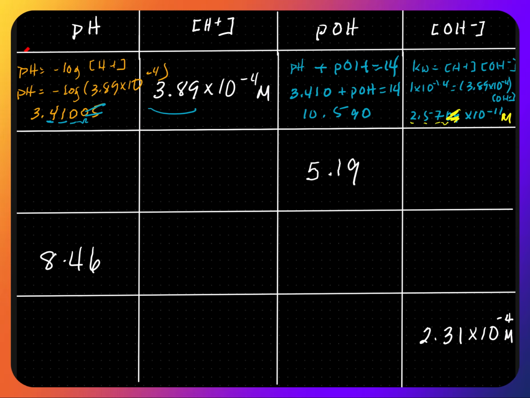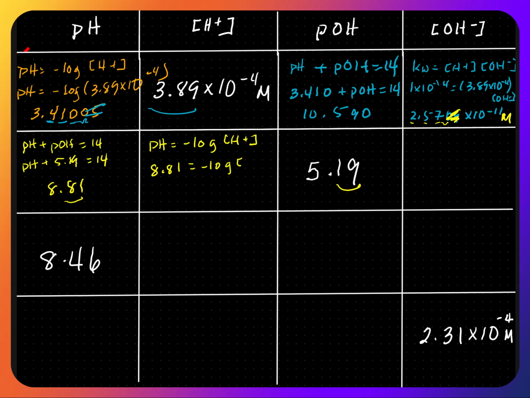To calculate the pH, we're going to use pH plus pOH is equal to 14. pH plus 5.19 is equal to 14. So this becomes 8.81 with correct sig figs. There are 2 after the decimal. To calculate for H plus, we're going to use pH is equal to negative log of H plus concentration. So pH is equal to 8.81 equals negative log of H plus.